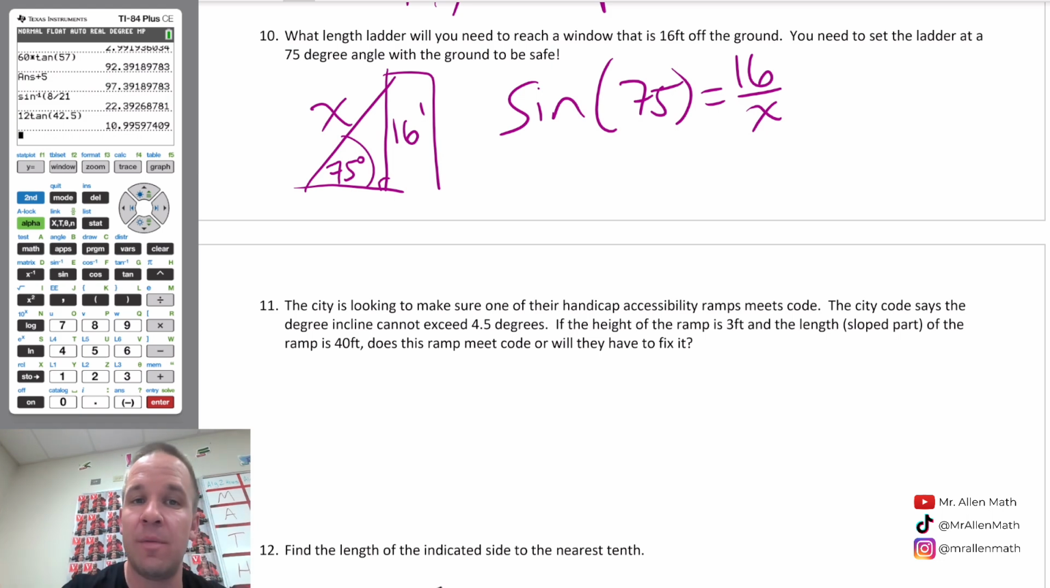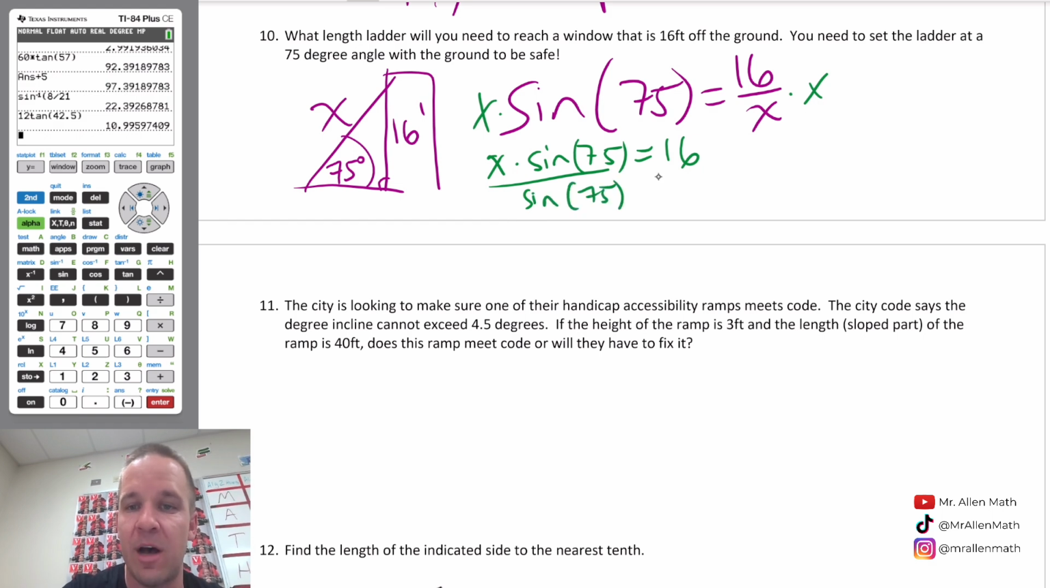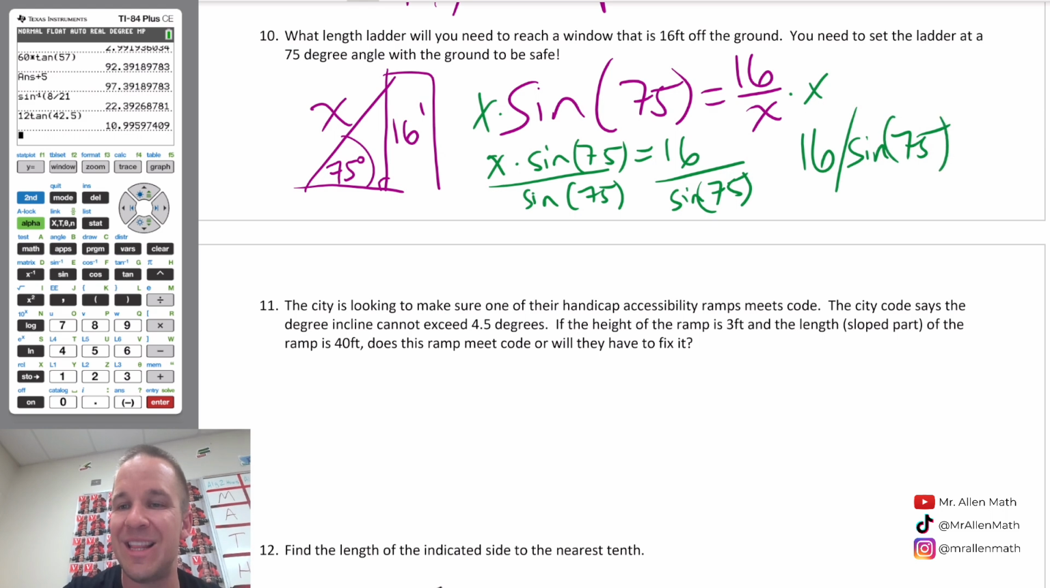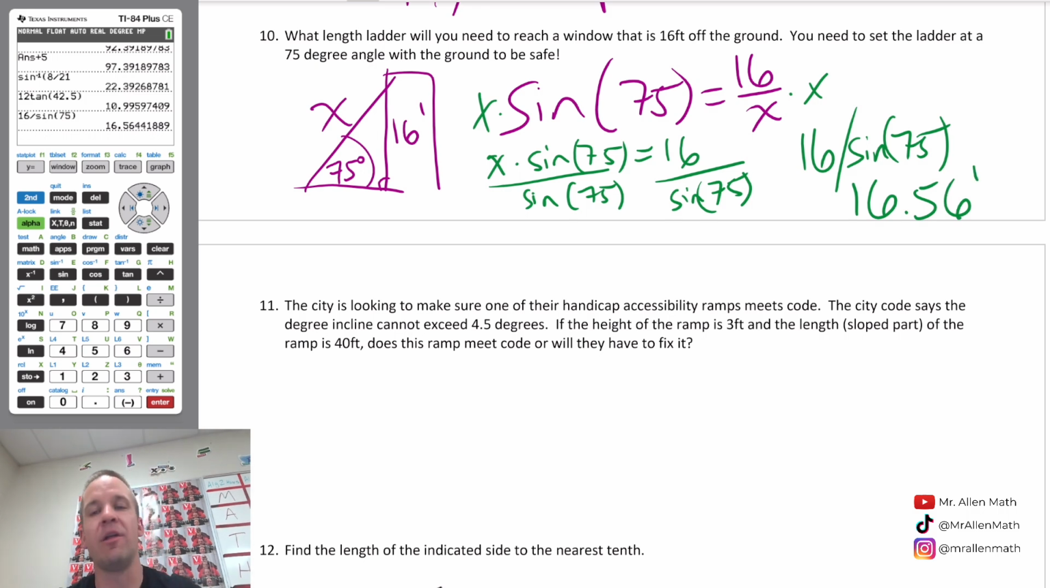This time I actually got to do a little bit more complicated solving here. I got to multiply by x first on both sides. So x times sine of 75 equals 16, and then I'm going to divide by that sine of 75 on both sides. Beautiful. So in my calculator, I'll be doing 16 divided by sine of 75 to get that length. So let's type that in. 16 divided by sine of 75. Close those parentheses, hit enter. We got 16.56. So a 16.56 foot ladder is what we're going to need to get to that window at a 75-degree angle.